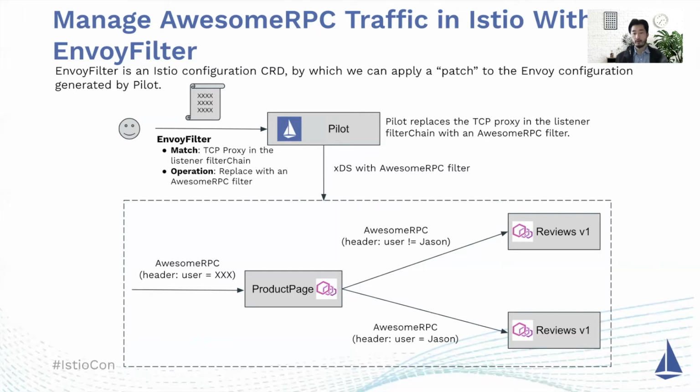Because Pilot doesn't understand the OpenRPC protocol, it just puts a TCP proxy in the listener filter chain to handle the OpenRPC traffic. What we could do is create an Istio EnvoyFilter where its match condition is to match the TCP proxy in the filter chain of the listener, and its operation is to replace the matched TCP proxy with an OpenRPC filter. Pilot will apply that EnvoyFilter and propagate the merged configuration to Envoy.